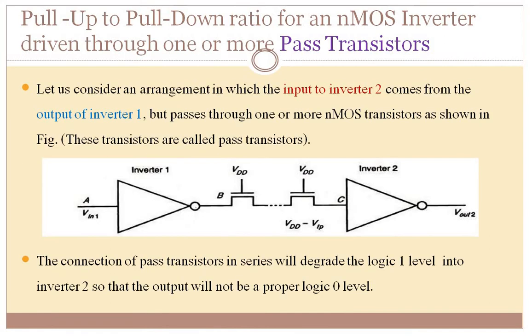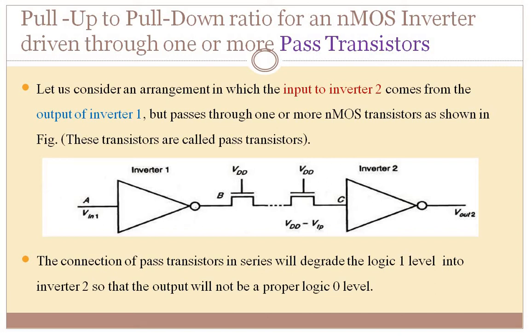Now we'll see the topic, that is when your nMOS inverter is driven through one or more pass transistors. First see the consideration, how we arranged this whole circuit. We are having these two pass transistors. Go back to the last video, see there how we found the ratio of an nMOS inverter that is driven by one more nMOS inverter, meaning directly driven, where the output of inverter 1 is given as input for inverter 2. But here, a series of pass transistors are connected between inverter 1 and inverter 2. This is the arrangement that we are giving for getting the ratio of your pull up to pull down transistors. Correct?